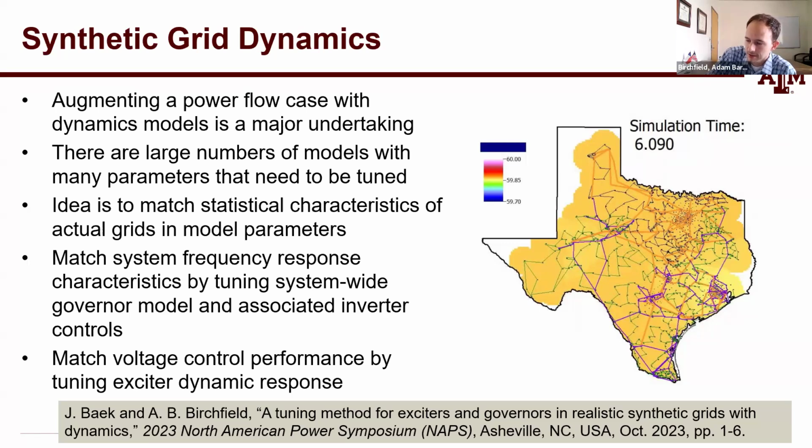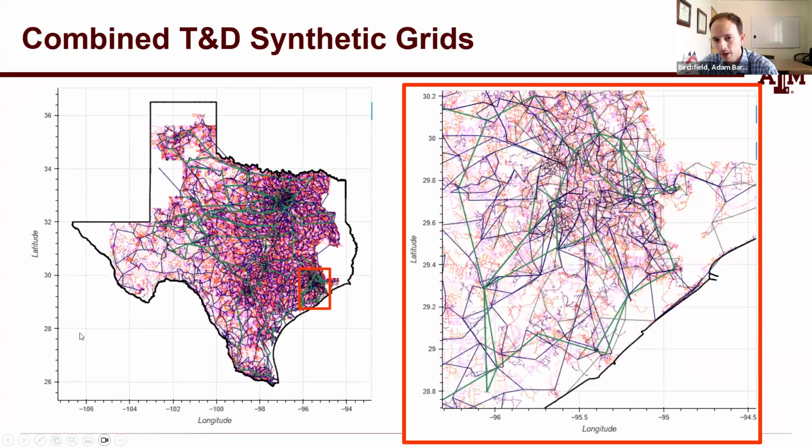And we've done some analysis to check that things like frequency nadir and settling time are commensurate with various realistic grids. A few other things I want to show from some research work. We have done some combined transmission and distribution synthetic grids. This is a major undertaking that we worked on in collaboration with some partners at NREL as well as Comillas University in Spain. And they did most of the distribution work and we did the transmission work.